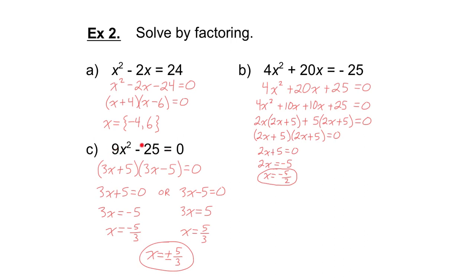This is a difference of squares. So I have 3x plus 5 times 3x minus 5. If 3x plus 5 equals 0, then x is negative 5/3. But if 3x minus 5 equals 0, then x equals positive 5/3. So I can just write that like this. X is equal to plus or minus 5/3, because it can be negative or positive. Now, if you had trouble with any of this, you should pause the video and get some help before you move on.